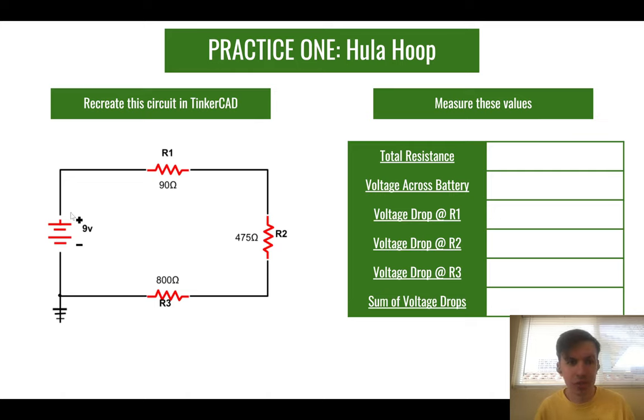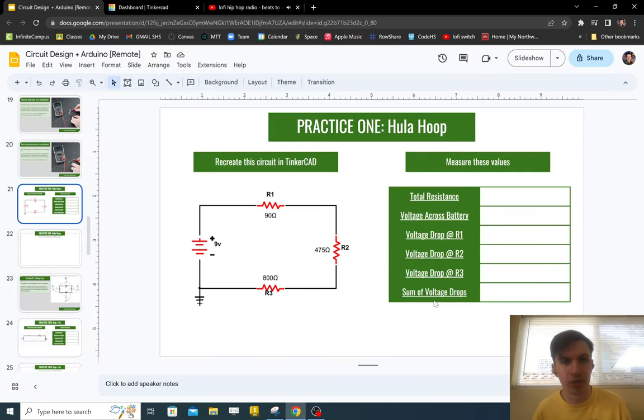So you can see this is a series circuit. We've got a 9-volt battery here, and then it's going through 3 resistors, and we're asked to find some values. We're asked to find the total resistance, the voltage across the battery, and our voltage drops at all 3 of our resistors. Once we find those, we should be able to determine the sum of all of our voltage drops. So let's go over to Tinkercad and see what this looks like.